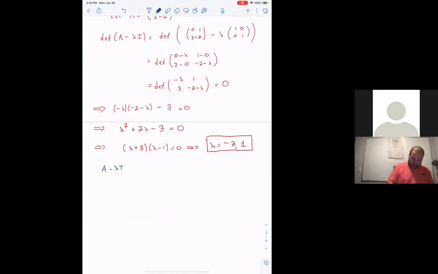A minus lambda I v is equal to 0. And we're going to do this for each lambda. So let's do it for lambda equals negative 3, and then we'll do it for lambda is equal to 1.